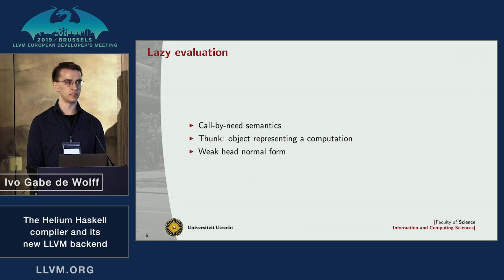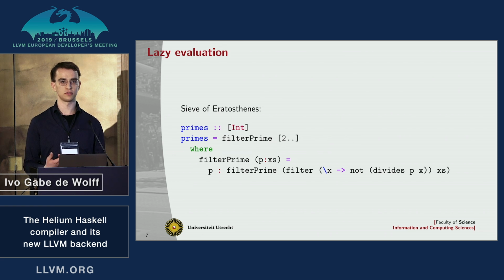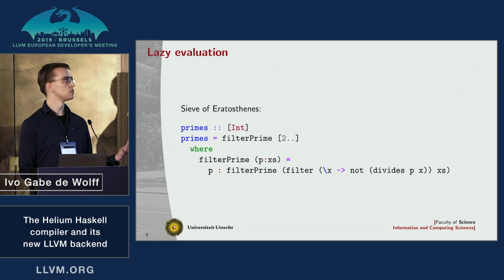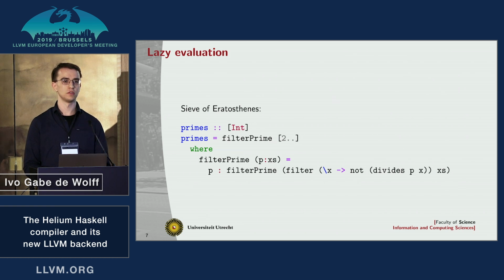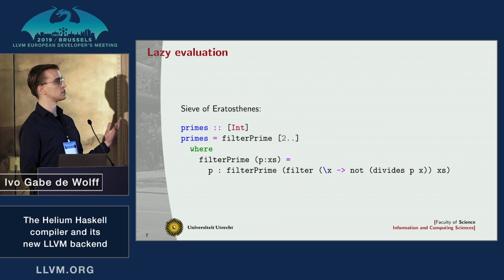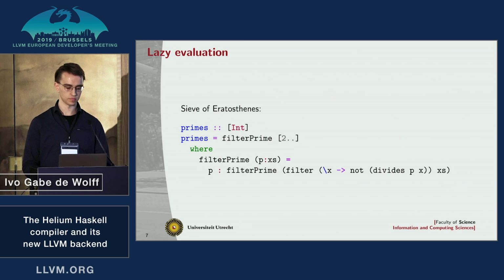The advantage of lazy evaluation is that you can write certain algorithms very nicely. So for instance, we can construct a list which contains all primes. So we're constantly working with infinite lists here. So we start with a list starting at 2 to infinity. And we're finding all primes in that list.